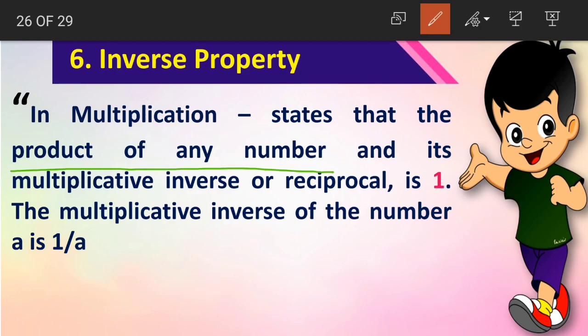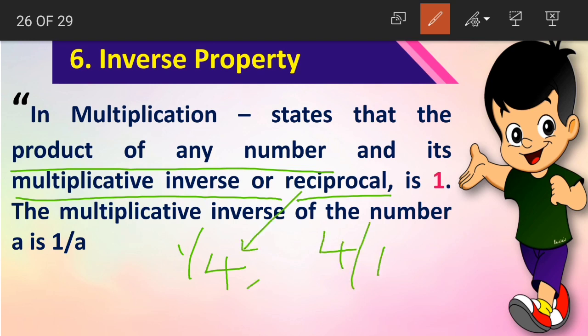The product of any number and its multiplicative inverse or reciprocal. Reciprocal means the reverse. If I have the fraction 1 by 4, the reciprocal will be 4 by 1. Okay? Reverse. Denominator becomes the numerator. Numerator becomes the denominator. Okay, children? Reciprocal means the reverse. Up becomes down. Down becomes up. The product of any number and its multiplicative inverse or reciprocal is 1.